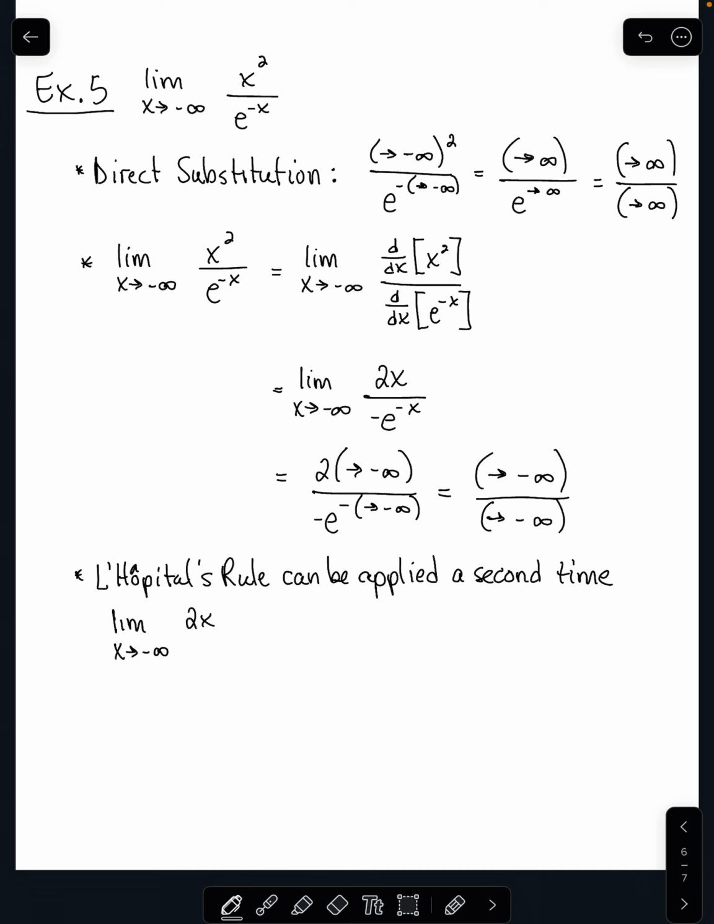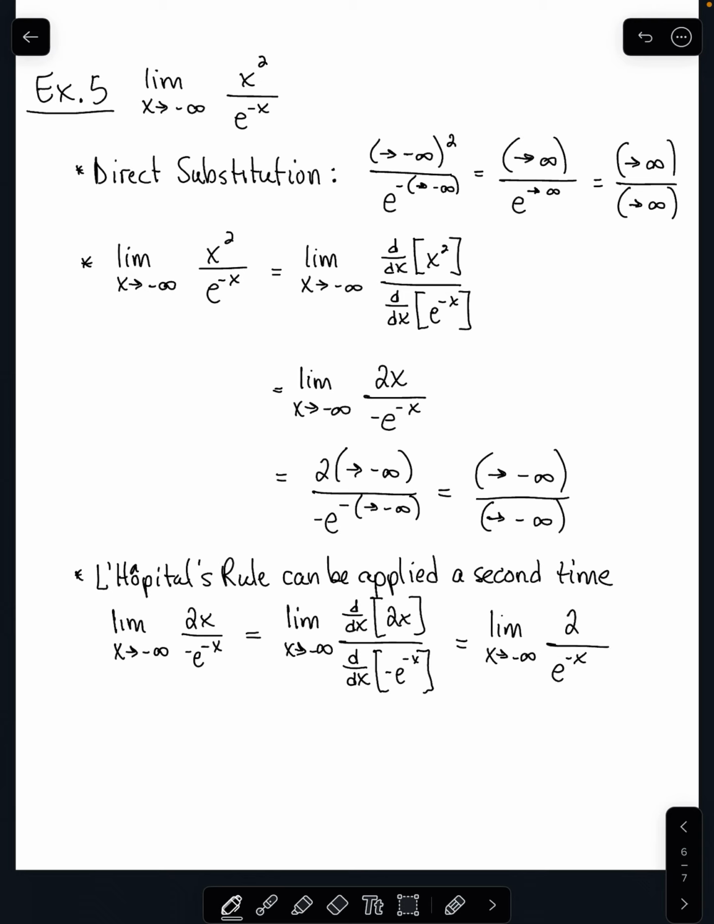So at this point, we now work with the first derivative of the numerator and the first derivative of the denominator, and we say that the limit of that is equal to the limit of the derivative of the new numerator over the derivative of the new denominator. And in this way, what we see is that the numerator now drops to a constant. And that is enough to break the indeterminate form. The denominator will flip signs again and return to e to the negative x.